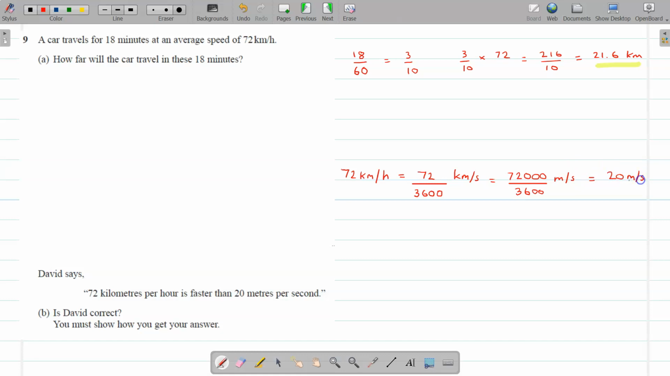So what we've done here is we've shown that David is not correct, so we need to say not correct, because David was claiming that 72 kilometers per hour was faster, but we need to say not correct since 72 kilometers per hour is actually equal to 20 meters per second. And my working out above is the proof that I need.